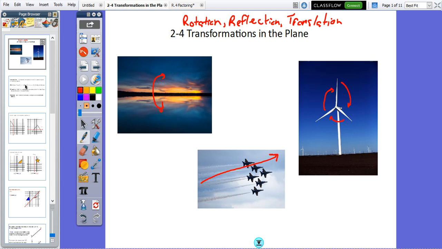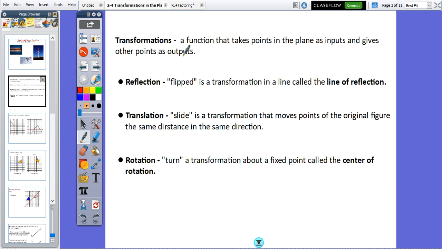So let's go a little bit more into these. We're talking about transformation. A transformation pretty much means it's a function in which we put in an input and it gives us an output, usually causing some sort of motion or movement. Now these transformations happen in three ways. They happen by a reflection or a flip over a certain value. It happens over a translation or a slide. It happens over a rotation or a turn.